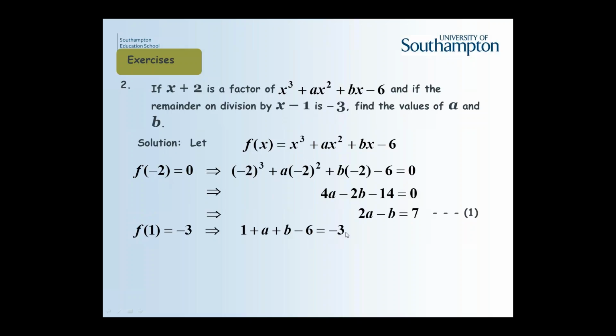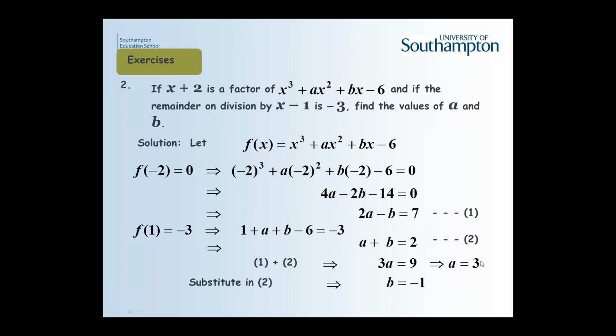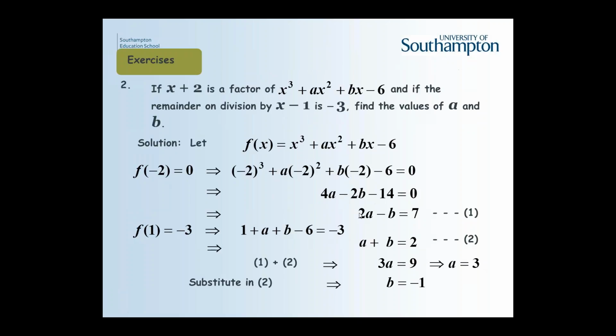We end up with another equation, and now we've just got 2 simultaneous equations that we can solve, find a, find b, and thus, given that information, we know that our original cubic must have been x cubed plus 3a squared minus x minus 6. So that's a very typical exam question that they like to give.